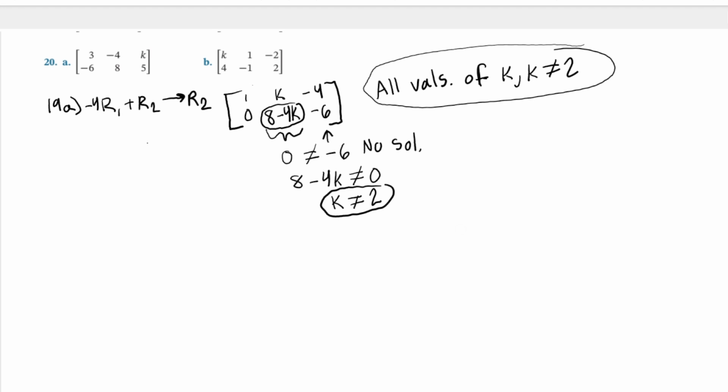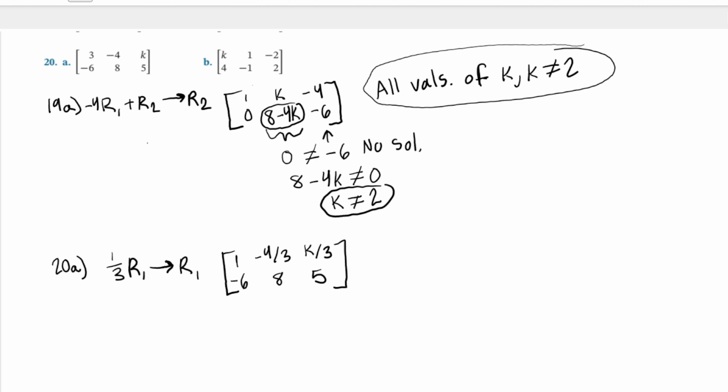I'm going to go to 20a. So something a little different here. We have a 3 in this position where we want to get a leading 1. So starting off row reducing again, what we can do is say 1/3 r1 becomes the new r1. And that's going to be our elementary row operation there. What that's going to leave us with is 1, negative 4/3, and then k over 3. Then in the bottom here, we're going to have the same row, so negative 6, 8, 5.